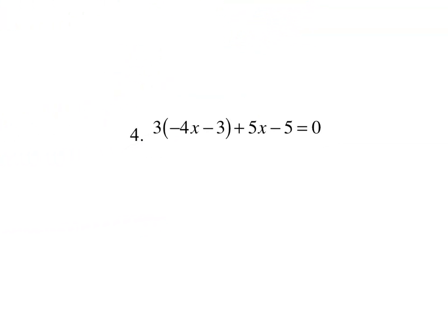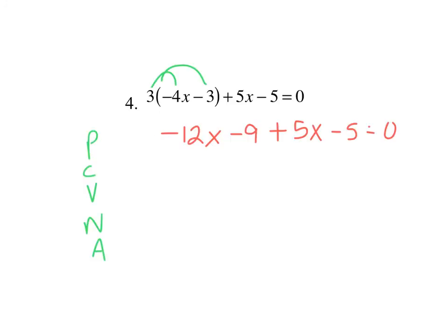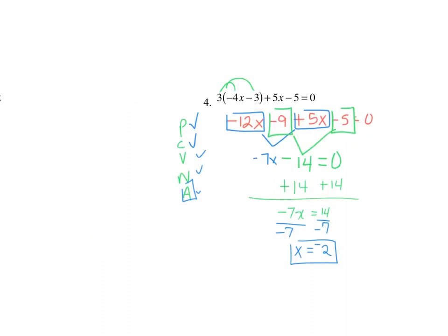I'm going to ask that you do the distribution for this one by yourself. After you did the distribution, you should get negative 12x minus 9 plus 5x minus 5 equals 0. Now what I'm going to ask you to do is combine your like terms and tell me what you can simplify it to. Okay, so when you finish that question, you should have gotten negative 7x minus 14 equals 0. Add 14 to both sides, then get negative 7x equals 14. Then you want to divide by a negative 7, which yields a negative 2 as your final answer.